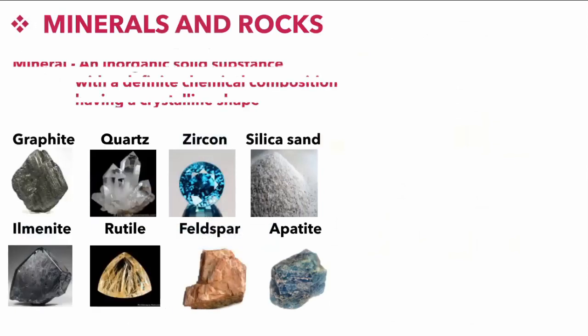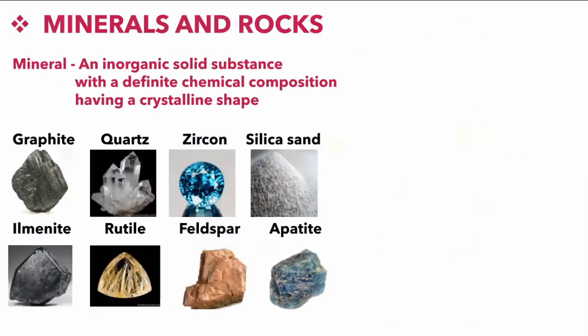Minerals and rocks. A mineral is an inorganic solid substance with a definite chemical composition having a crystalline shape. What is the meaning of having a crystalline shape? It means that it has an organized structure.